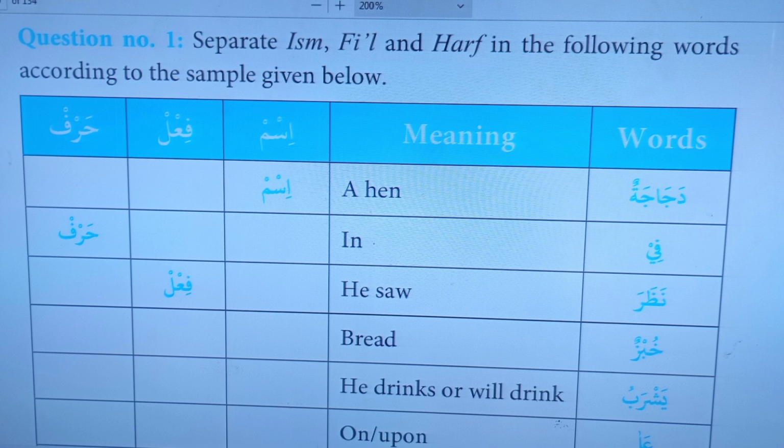First word is dajajatun. It means a hen. Does it sound like it is bound by a time period? No. And it has its own specific meaning, so it's an ism. The requirements of an ism are true here.